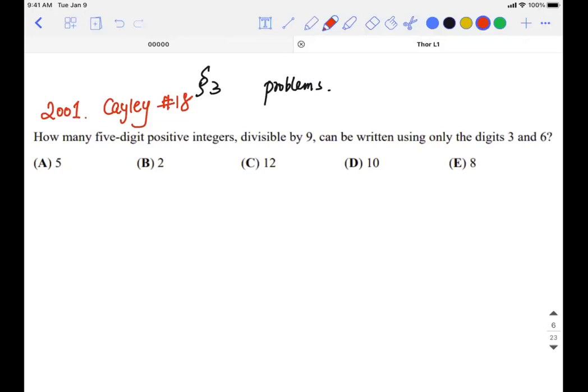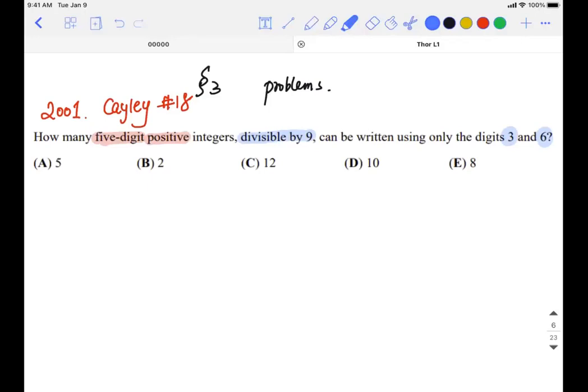The problem says, how many 5-digit positive integers divisible by 9 can be written only using the digits 3 and 6? As soon as you read the problem, you need to highlight the buzzwords, like the action words. 5-digit positive integer. Like I said, most of the time, people only ask you to do the positive. No need to do negative.